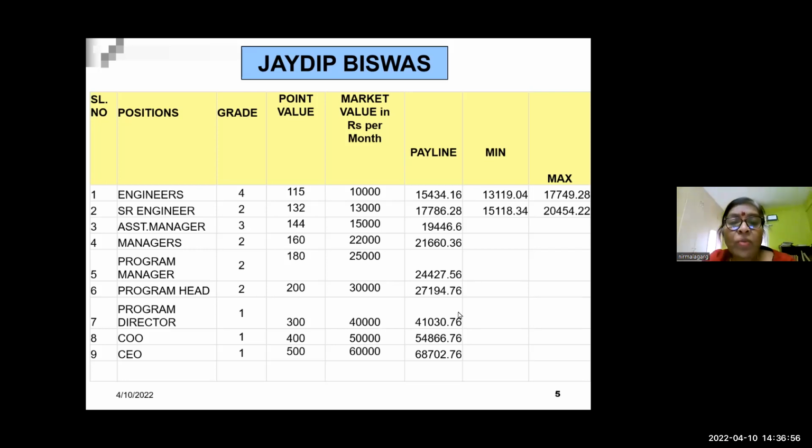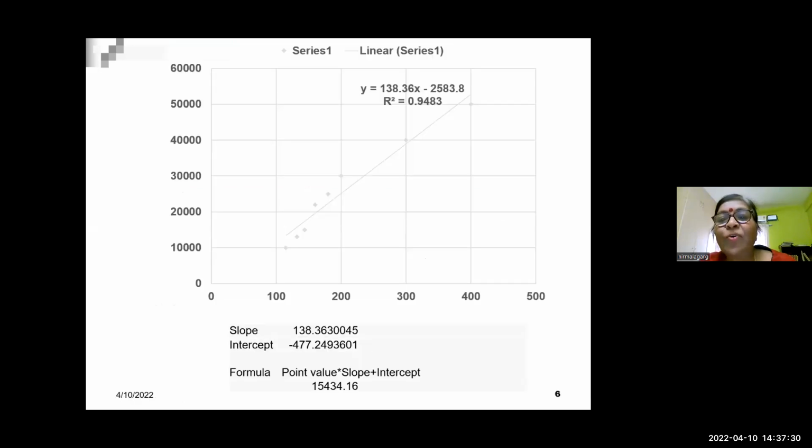So when you're doing point values, job grading grades become redundant. This column where you have put grades becomes redundant. You can define grades once you have got your pay lines. This is for job grading, but job grading is a separate exercise. Point plan is a separate exercise. Got it? Okay.